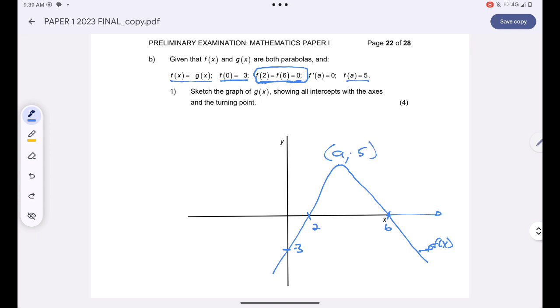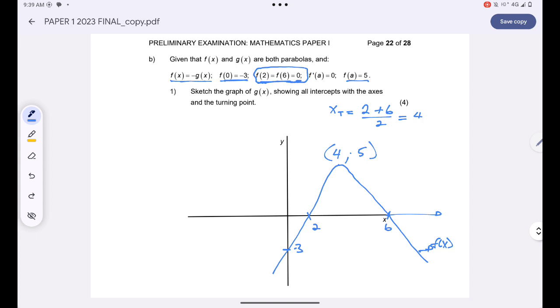But wait a minute, guys, we can find the actual value of a, even though it's not necessary for us to find it. The x value, guys, at the turning point is always equal to the average of my x-intercepts. So the first x-intercept is 2, the second one is 6, divide by 2, and then just get 4. So the x value at the turning point is basically equal to 4. This over here, guys, is the graph of f of x, but I was never asked to find the graph of f of x, right?